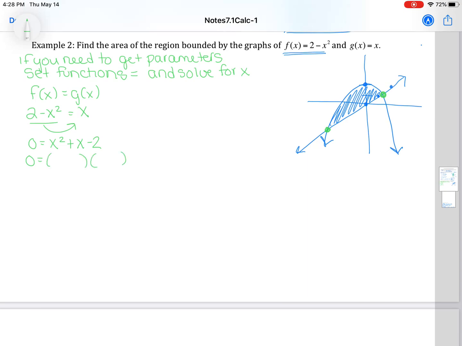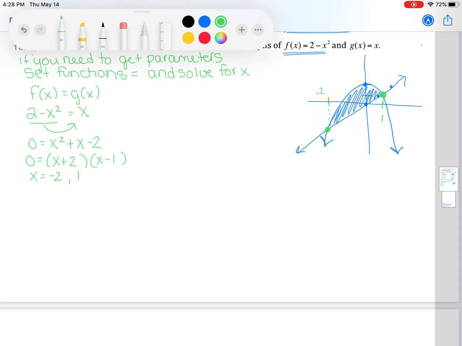You then say to yourself, okay, what multiplies to get negative 2 and adds to get a positive 1? That's a positive 2 and a negative 1. And you end up with two x values, negative 2 and positive 1. So that means here should be negative 2, and here should be positive 1. So there's that one extra step that you would have to do if the parameters are not given to you.